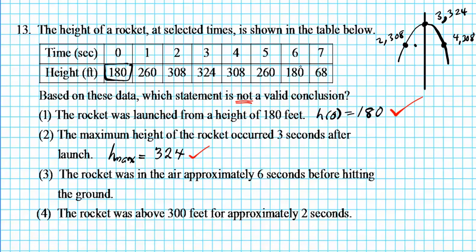All right, option 3, the rocket was in the air approximately 3 seconds before hitting the ground. So basically at around 6 seconds, the height should be somewhere close to 0. Is that the case? The answer is absolutely not. At 6 seconds, the rocket was still 68 feet from the ground. That's pretty far. Okay, that's pretty far. So the conclusion is that option 3 is false. All right, so this is the answer that we're looking for because h of 6 is not near 0. Okay, it's nowhere near 0.